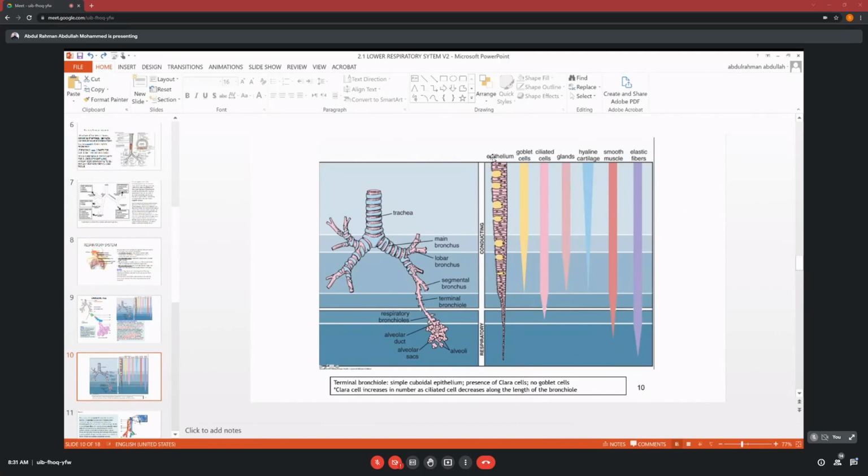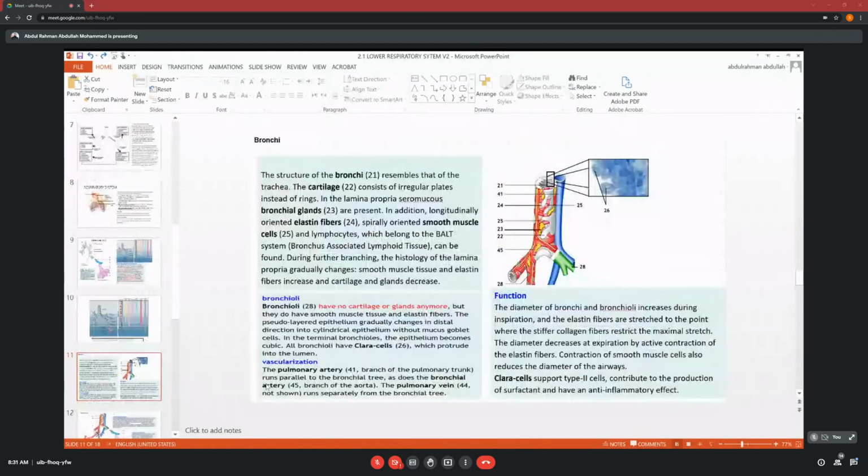You see here the things that keep disappearing while moving from the conducting to the respiratory zone. Goblet cells keep disappearing, as do ciliated glands, cartilage, smooth muscle, and elastic fibers. As we move down, they keep decreasing. It's the same, talking about the structure again.